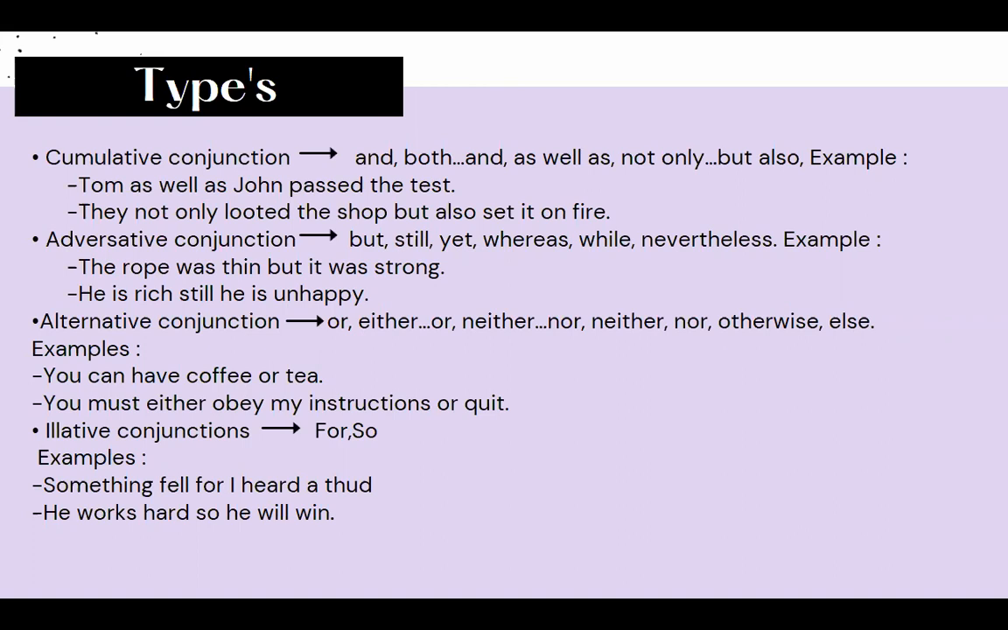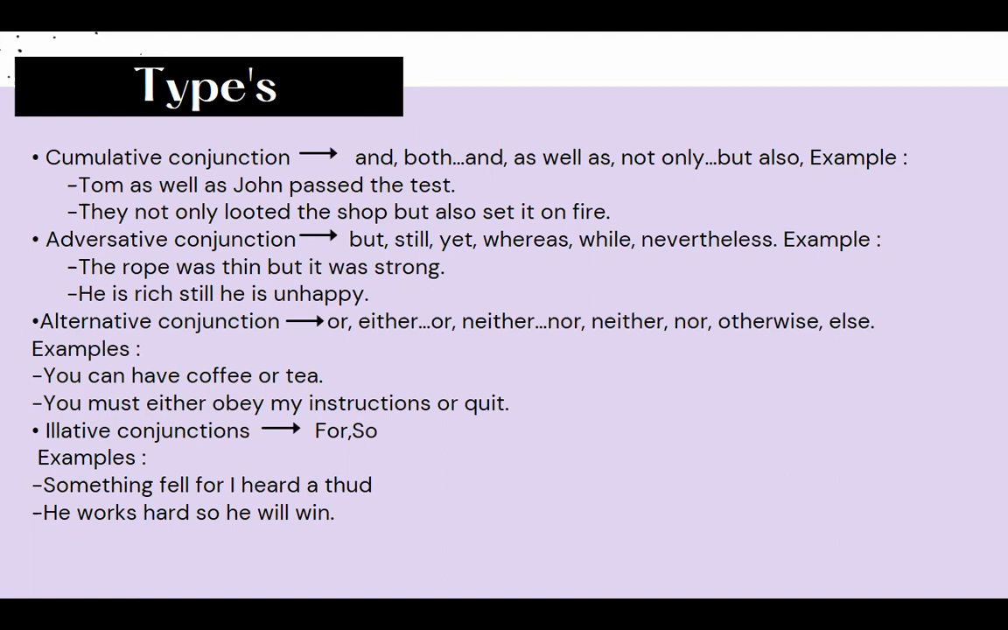The second type is adversative conjunction. Adversative conjunctions express opposition or contrast between two statements. The examples: but, still, yet, whereas, while, nevertheless, and many more. The sentence is: the rope was thin, but it was strong.